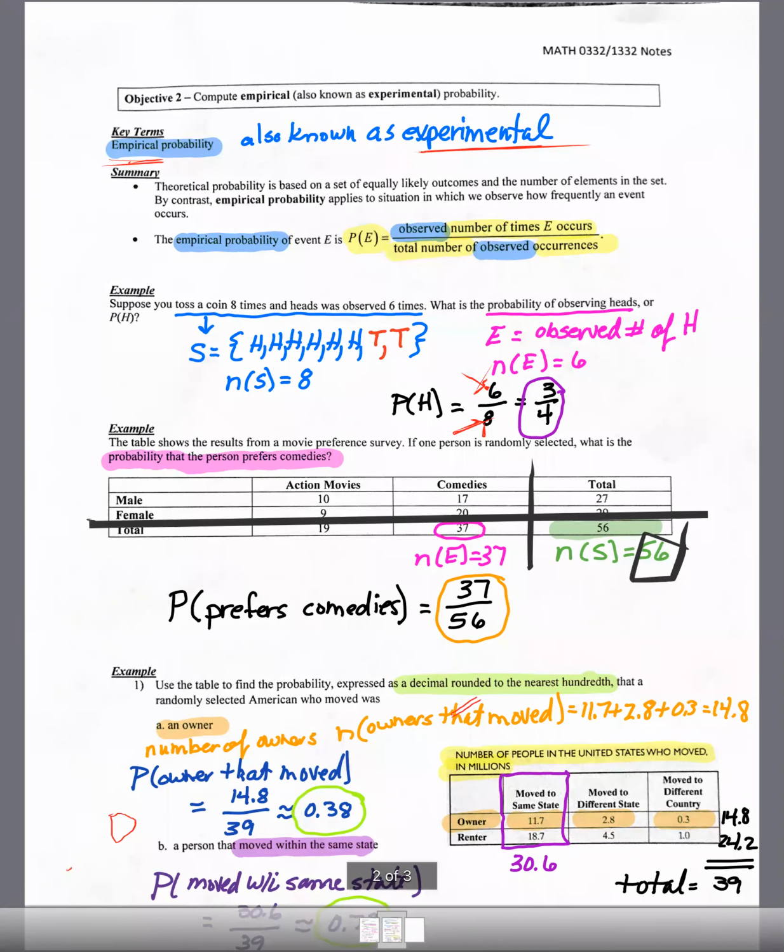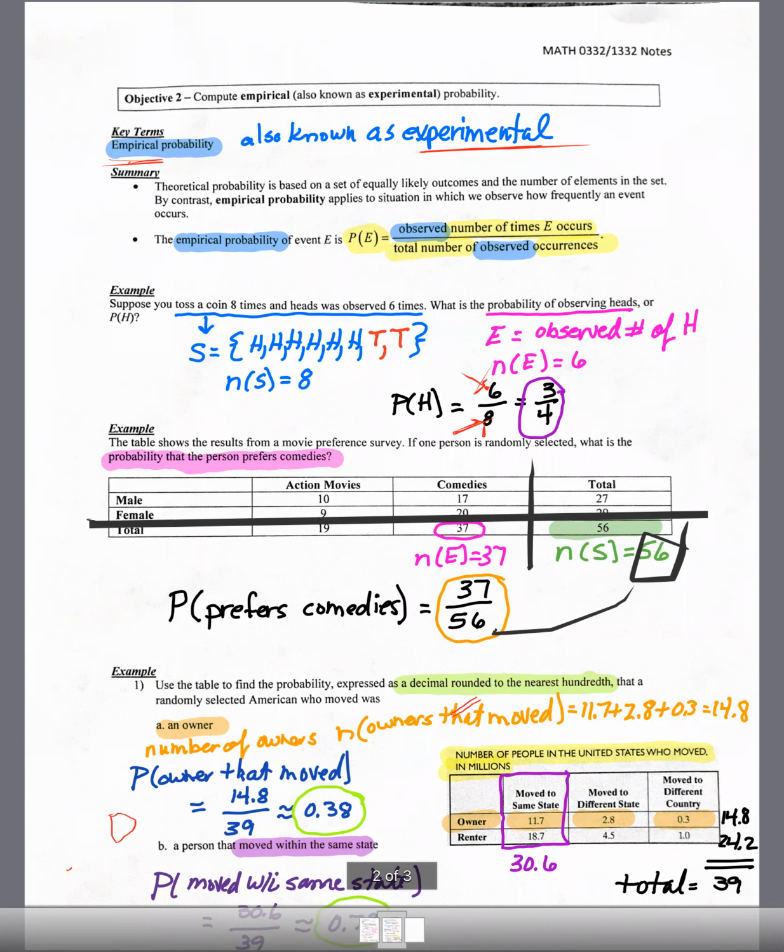This is going to act as our sample, so this automatically becomes my denominator. My numerator is whatever they want to know about. Up there in pink, I went ahead and highlighted for you. It says, what's the probability that the person prefers comedies?